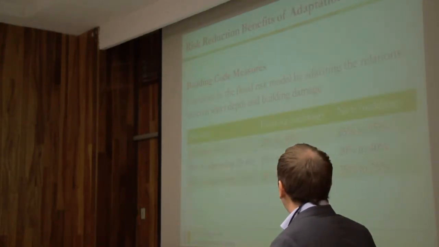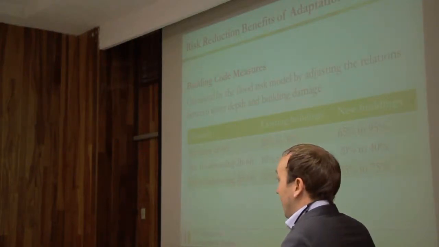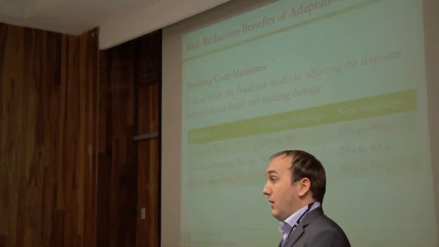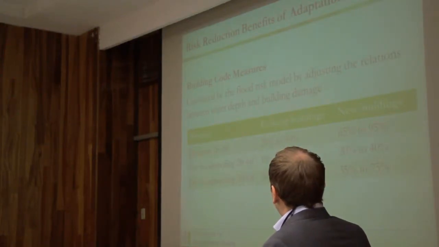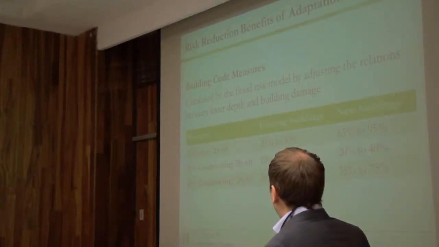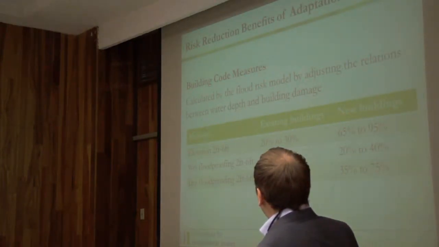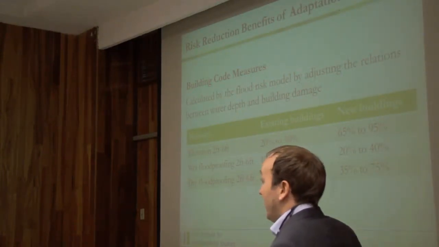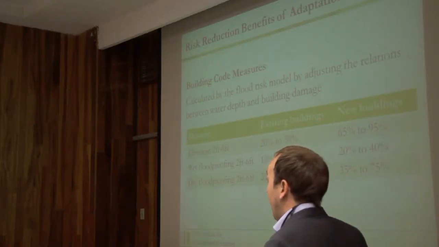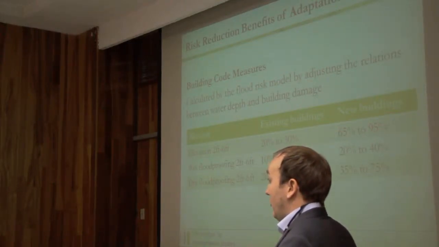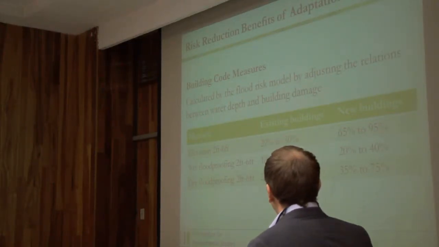Next slide, please. So the next step is then to calculate with the model the risk reduction of the different strategies. So here I show the results for the building code strategies. So the elevation of existing buildings, you can only reduce risk with that between 20 and 30% because many existing buildings cannot be elevated. While for new buildings, it could reduce their risk to 65 to 95%. So that could be quite an effective strategy to limit this.